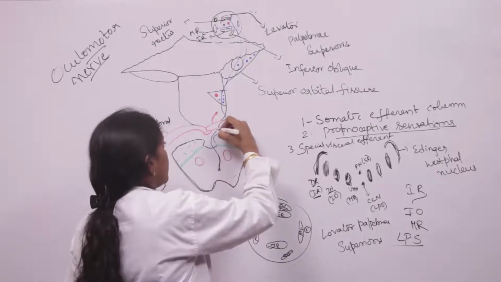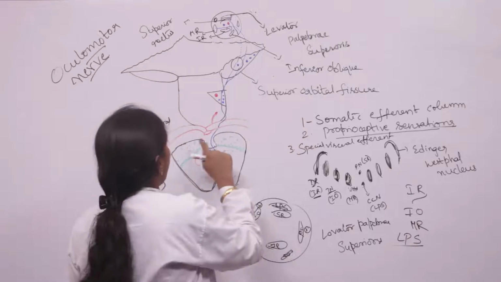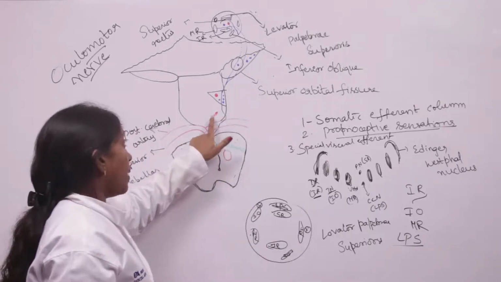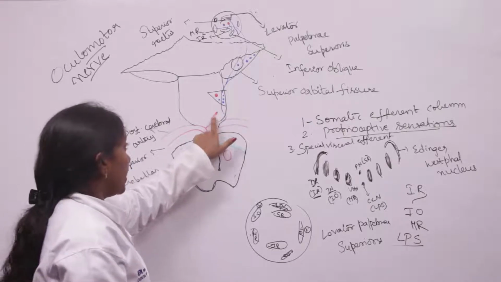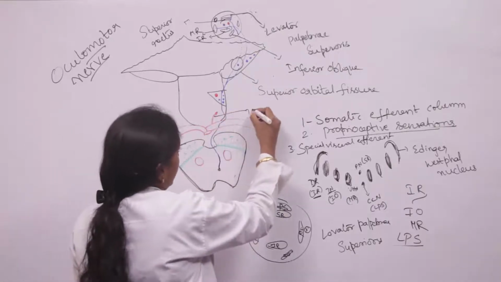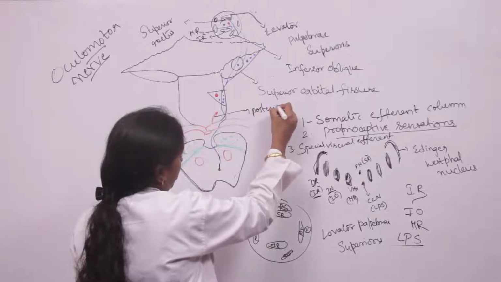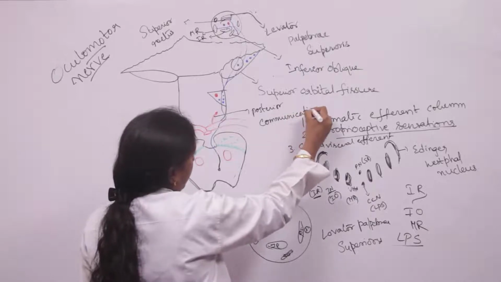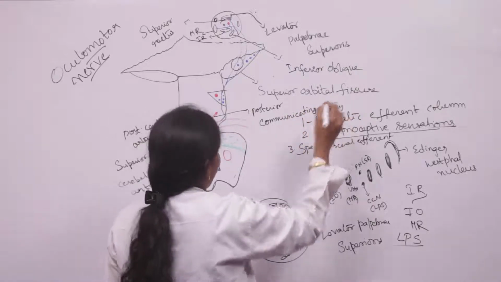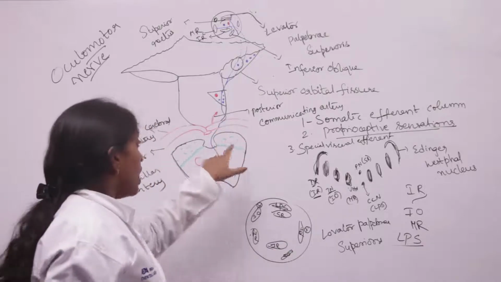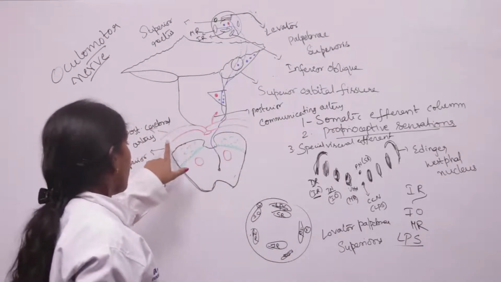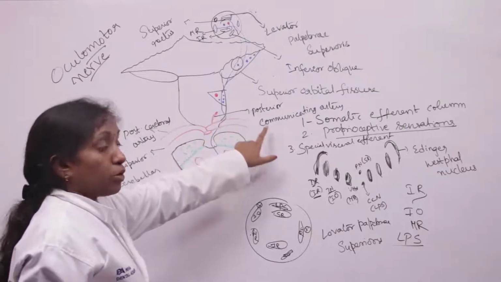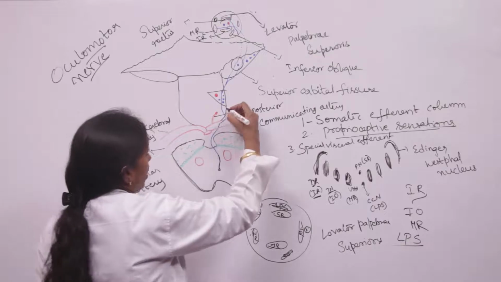From the superficial origin, the nerve passes in the interpeduncular cistern between the superior cerebellar and posterior cerebral arteries, and the nerve accompanies the lateral part of the posterior communicating artery. This is the posterior communicating artery. Here the nerve lies lateral to the posterior communicating artery.